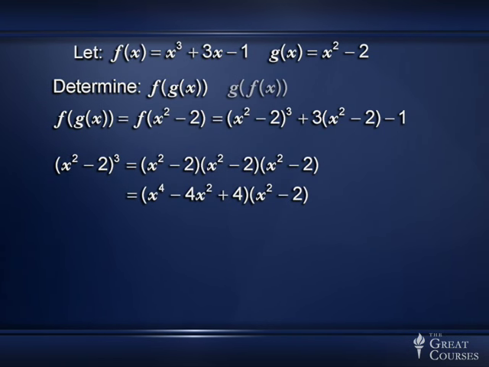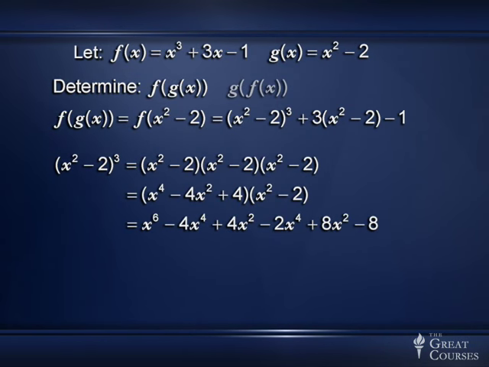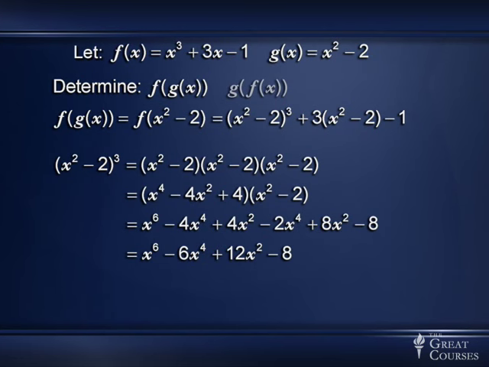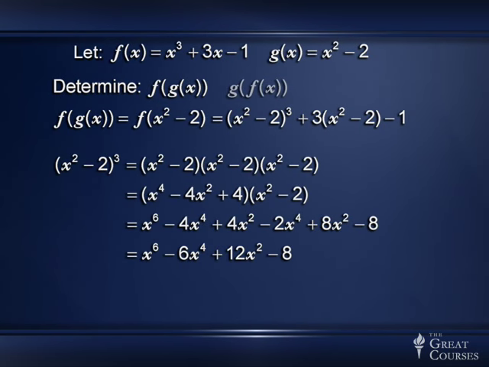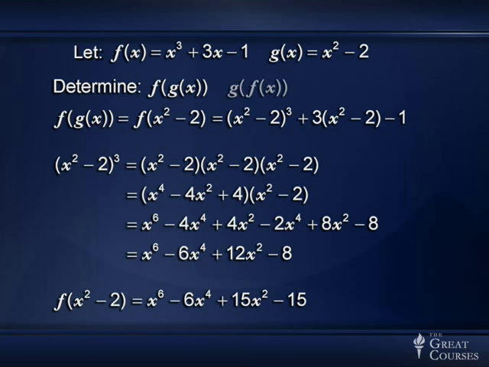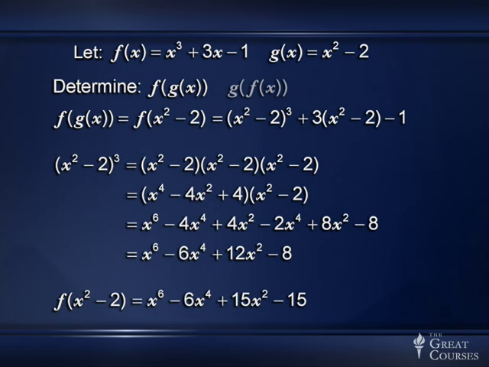4 times x squared minus 2, which is x to the 6th minus 4x to the 4th plus 4x squared minus 2x to the 4th plus 8x squared minus 8 by doing the distribution, which is x to the 6th minus 6x to the 4th plus 12x squared minus 8. And that means that this composition, once you do all of the work together, is going to be x to the 6th minus 6x to the 4th plus 15x squared minus 15.